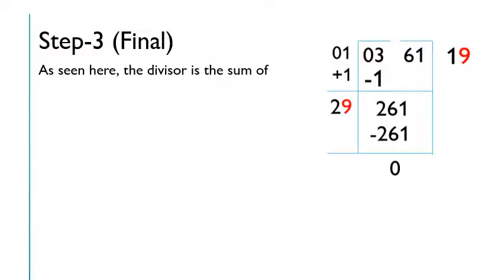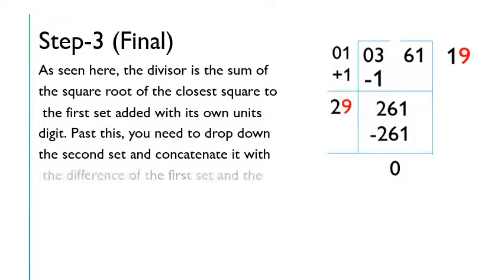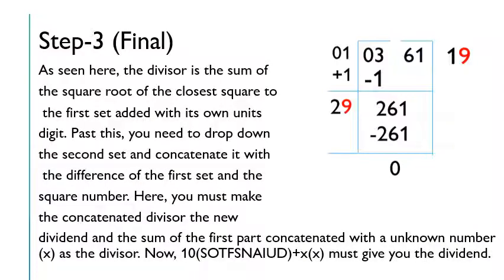Again, as you can see, the divisor is the sum of the square root of the closest square to the first set added with its own units digit. Past this, you need to drop down the second set and concatenate it with the difference of the first set and the square number. As I said, you need to concatenate it, and the sum of the divisor and the units digit is not the actual divisor. Then there is one more digit that should be added, which should be the same number that can be put in the quotient place, which when multiplied, you will get the same number in the dividend area.